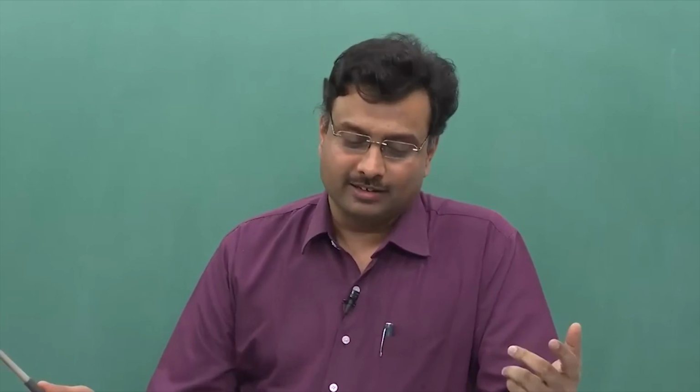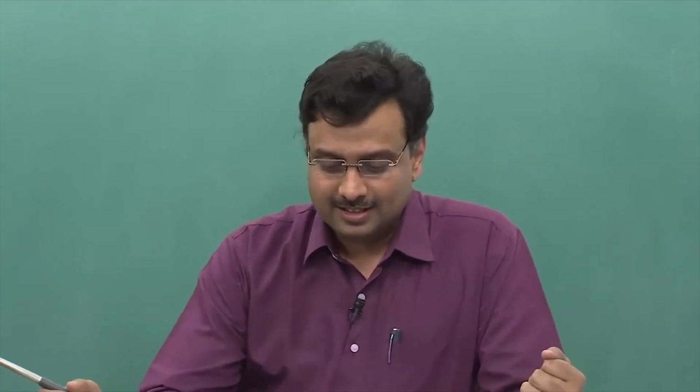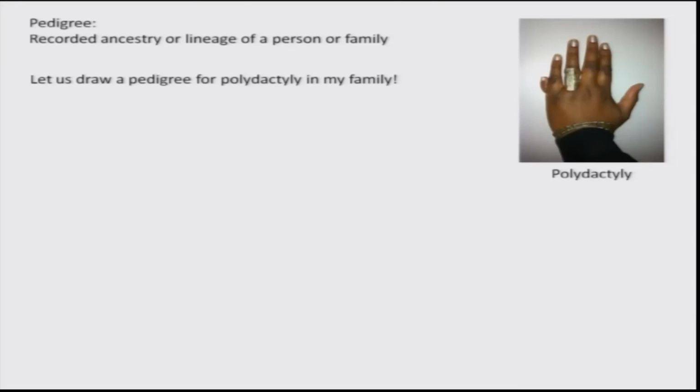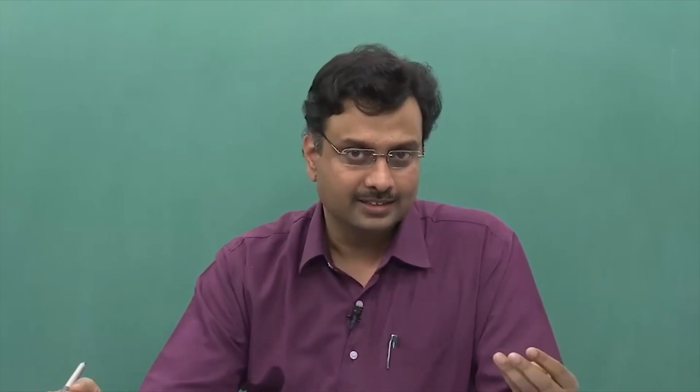Let us try to draw a pedigree for a phenotype that we have already discussed, that is polydactyly. We said it is a dominant disorder, meaning you may have a sixth finger because of a defect in one of the genes, and it is a dominant phenotype. If I have the defect, I am going to have a sixth finger. It is abnormal because it is not seen in the wild type.